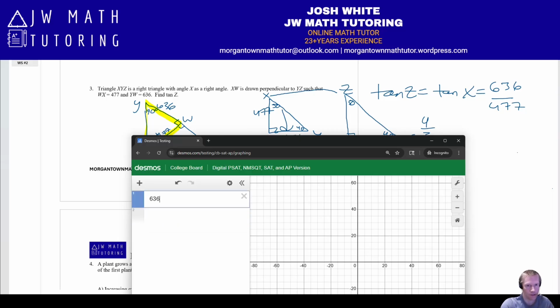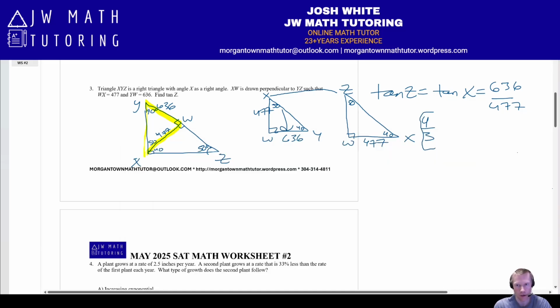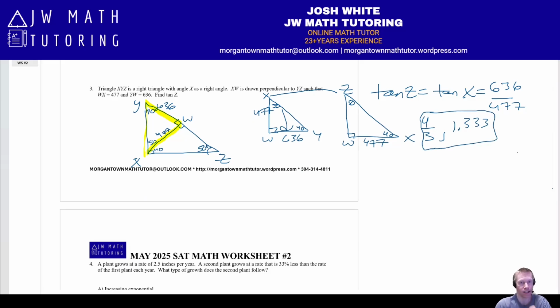Oops, why am I putting it on a second line here? Right there, 1.33333 repeating. But we click this and we just get the fraction of 4/3. So the tangent of angle Z is equal to 4/3, or you could also type in 1.333. And that's how you can get the answer to this problem.